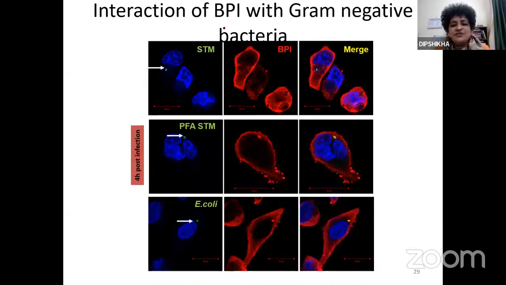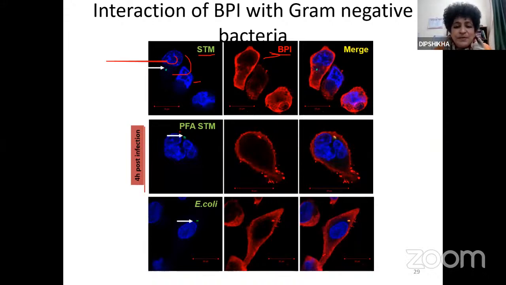So what is the interaction of this BPI with the gram-negative bacteria? If you see here, this is four hours post-infection. In this case, you give the STM, this green is the STM. Now blue, what you're seeing is DAPI, okay? DAPI is a nice dye. You can just throw it in the cell and it will stain your nucleus, the cell nucleus. It can also stain the bacterial genetic material, by the way. And then this is the BPI staining. And you see that this bacteria, exactly this bacteria, is colocalizing with the BPI at a very early time point.